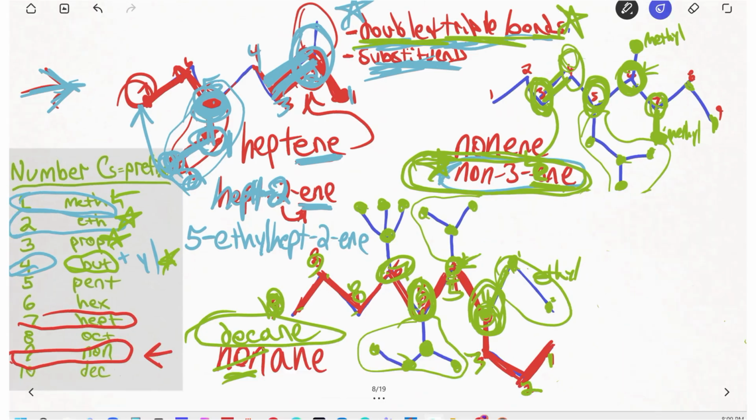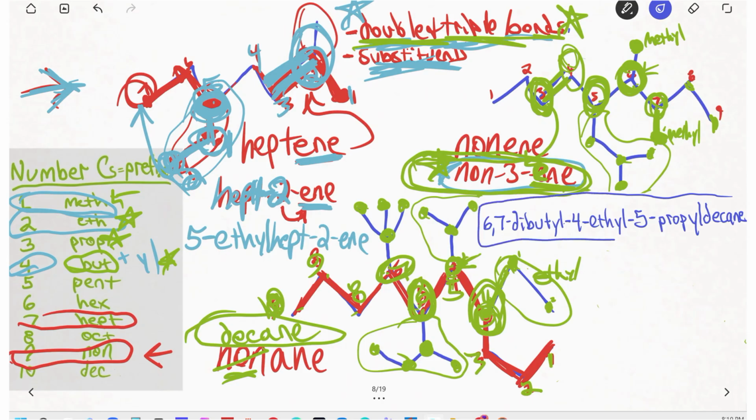So just propyl decane. So finally, the technical name for this molecule down at the bottom is going to be 6, 7 hyphen dibutyl, because there's 2 of them, 1 at 6 and 1 at 7, hyphen 4 hyphen ethyl, and hyphen 5 hyphen propyl, and then just keep on going with the ending of the name, decane. So 6,7 hyphen dibutyl hyphen 4 hyphen ethyl hyphen 5 hyphen propyl decane. Woo! I didn't know if I was going to be able to fit that on the screen.